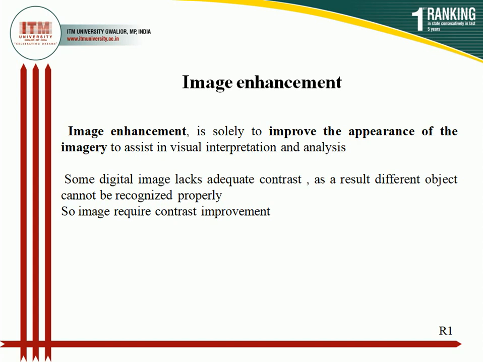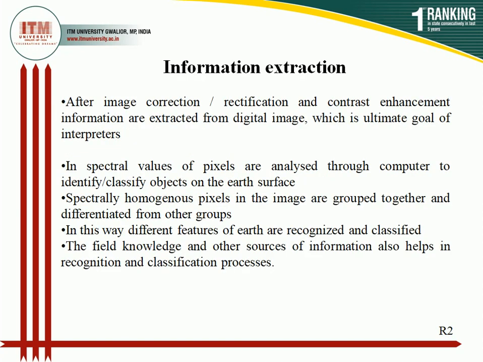After correcting a particular image, after rectifying all types of flaws which are present in an image, the image is enhanced. I have told you previously about different types of image enhancement techniques, spatial filtering, edge enhancement, like that. So it improves the quality of a particular image. After image enhancement, the information is extracted. Firstly, the image is classified with the use of supervised or unsupervised classification. Then different types of groups are made on the basis of reflection, on the basis of pixel value, and then interpreted.